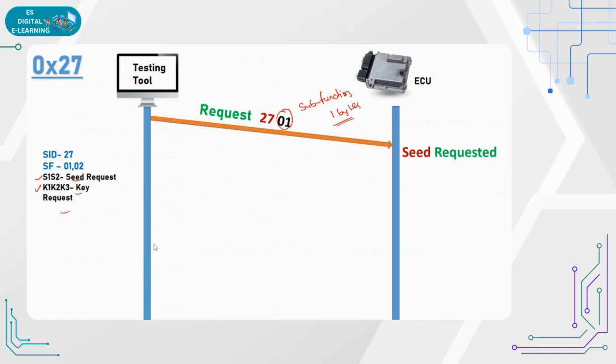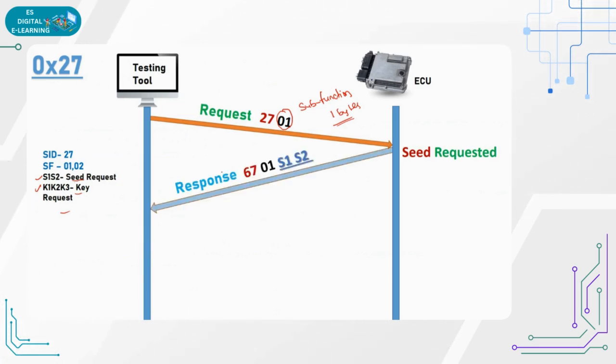Next, I'm requesting the seed, guys. So what is the response I will get? I will get 67, which means 27 plus 40, then the sub function, and S1, S2 are the seeds. I will get it. Is it clear?